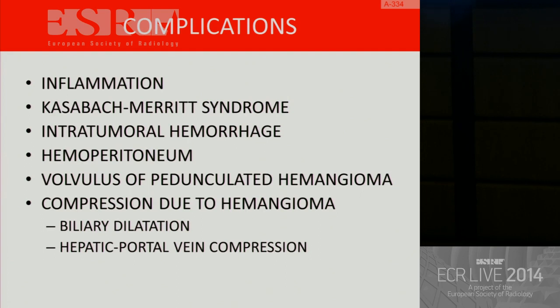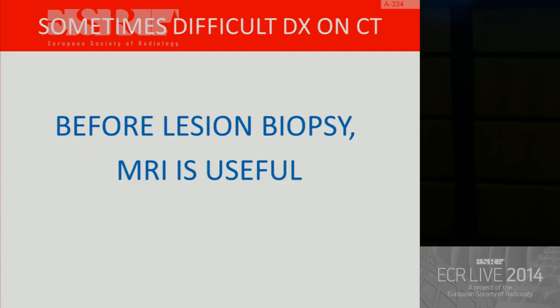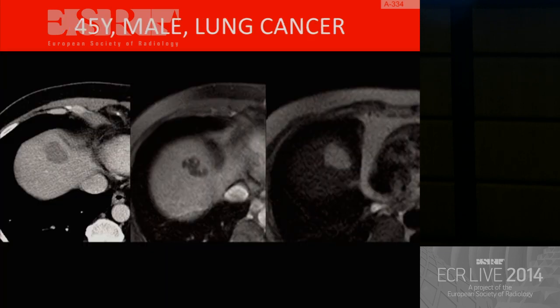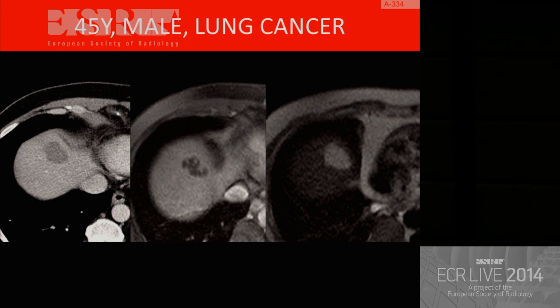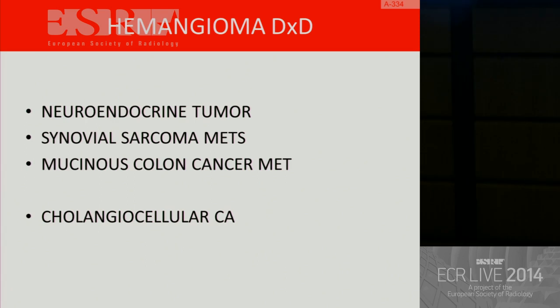How about the complications? Complications are extremely rare in this lesion, and one of the most common is Kasabach-Merritt syndrome, which is called consumption coagulopathy. But just remember, sometimes it is a very difficult diagnosis on CT. Look at this patient with a lung cancer. It is not possible to diagnose this lesion as hemangioma, but once you do the MR, due to better contrast resolution, you can see the peripheral nodular filling and T2 high signal. What you need to do is don't biopsy these lesions, just put the patient on follow-up and show the stability of the lesion. So this is the bottom line for these kind of lesions.